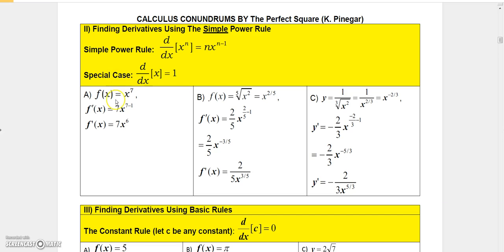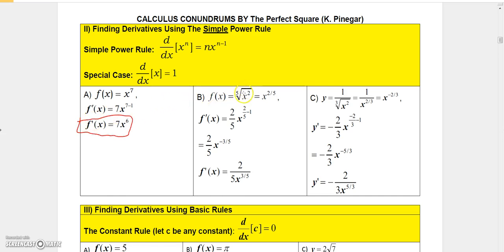Now I'm going to start you with a simple one, x to an integer power. So here we have x to the 7th, and if we want to find the derivative of that, then we just bring the 7 down in front of the x, so we have 7 times x to a new power. The new power is the original power 7, subtract 1, and then we get 7 times x to the 6th power. And that's as simple as it gets, thus the simple power rule.